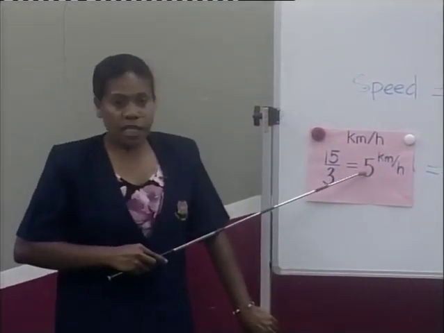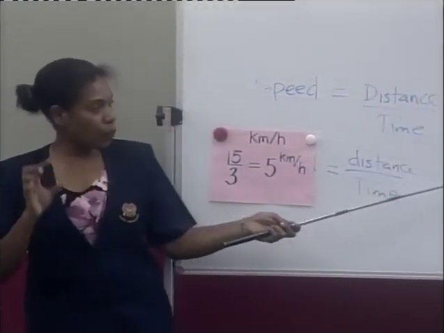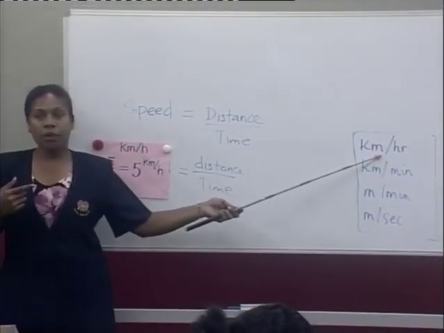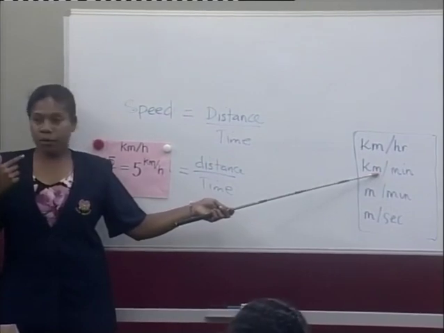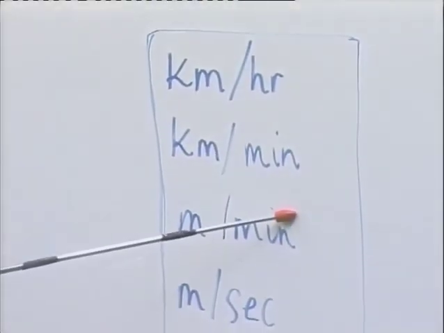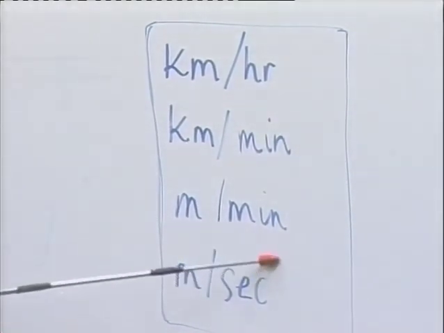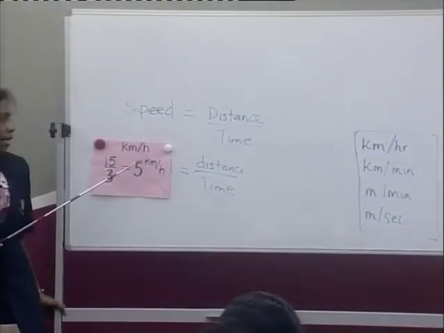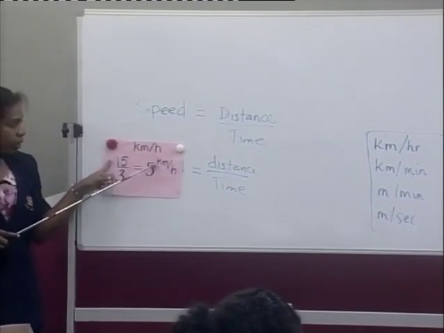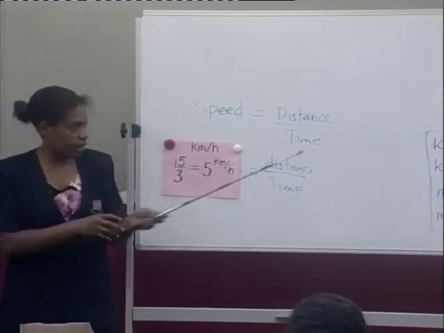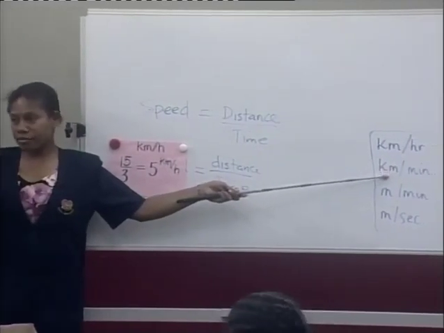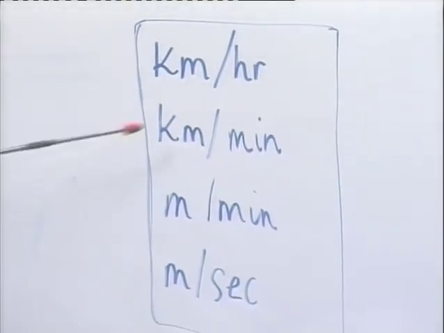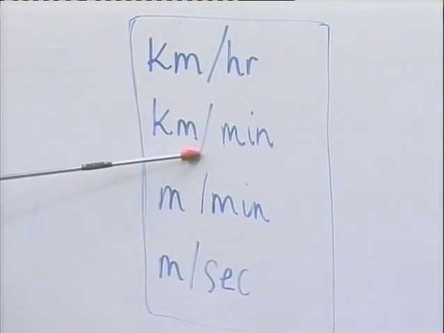We can express this in different ways. For example, we know that 5 kilometers in an hour. We can also express how many kilometers per minute, how many meters per minute, or how many meters per second, using this formula here. We get our calculation from this. We work around this to express it in different ways. Now we're going to work out how many kilometers per minute.